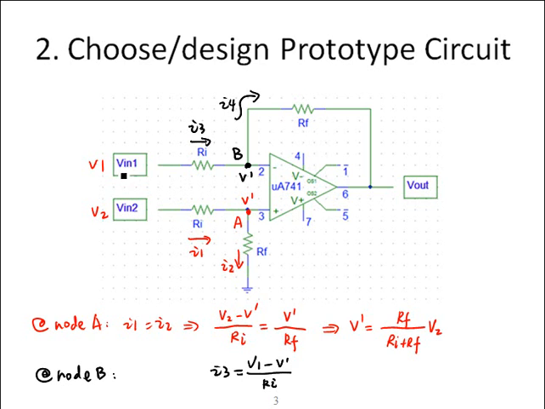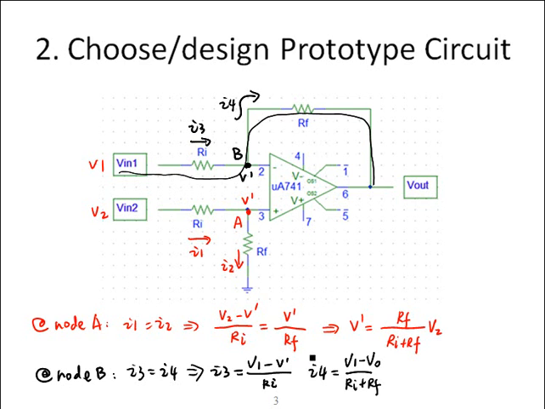Look at the input resistance and the feedback resistance together, that is from V1 to Vout. Because the current into the negative input terminal is 0, we'll get I4 is equal to the voltage drop V1 minus Vout divided by the total resistance Ri plus Rf. Because both I3 and I4 are currents across Ri, I3 must be equal to I4. This will bring us a new equation.